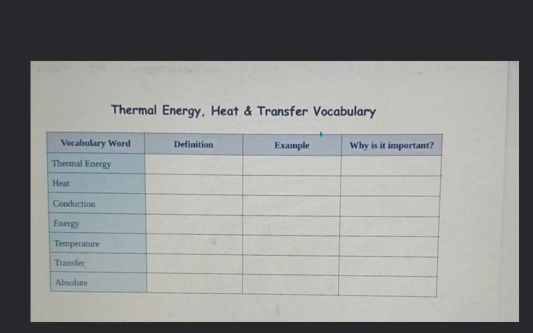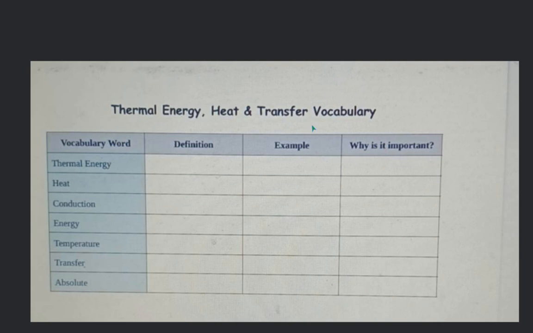So, your question is thermal energy, heat, and transfer vocabulary. The vocabulary word is thermal energy, and they are asking. They are given some words regarding thermal energy, heat, and transfer vocabulary, and they are asking the definition, example, and why it is important for those particular words. This is your question, right?